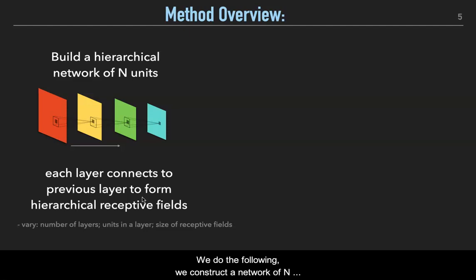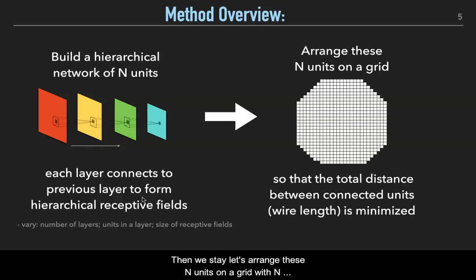We do the following. We construct a network of n units. The network has L layers, example 4 in this picture here. Each layer connects to the previous layer. We can construct a different network by varying the number of layers, number of units in a layer, and the number of units each unit connects to, or the filter size. Then we say, let's arrange these n units on a grid with n locations so that the total distance between connected units is minimized. For example, if we take a unit from each layer, the red layer, yellow layer, green layer, and cyan layer that are connected together, and place them on the grid, we can clearly see that this arrangement has a lower cost than this arrangement.